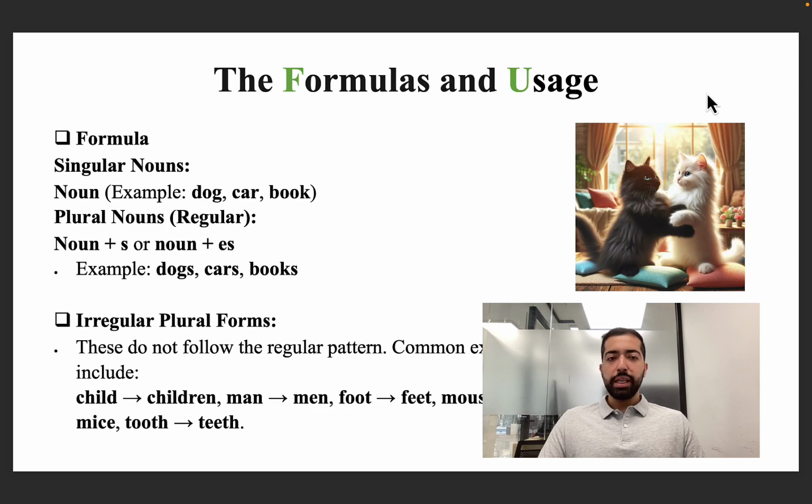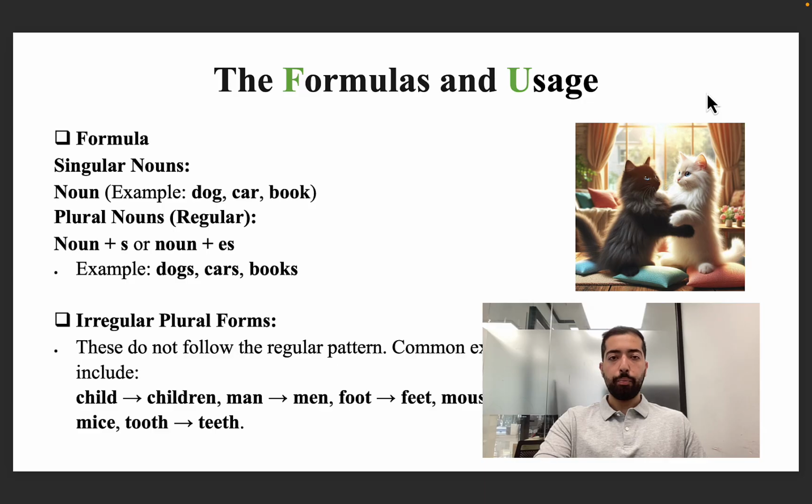The formula is pretty easy. We are not going to do anything with the singular word we use. We usually add s or es to a noun to make it plural, and for irregular forms, as you can see on the bottom of the page, we have some other shapes of the word. For example, child, we don't say childs, we say children. For man, we don't say mans, we say men. For foot, we don't say foots, we say feet. For mouse, we say mice. For tooth, we say teeth. Or for example, for woman, we say women. These are the irregular plural forms that do not get an s for being plural.